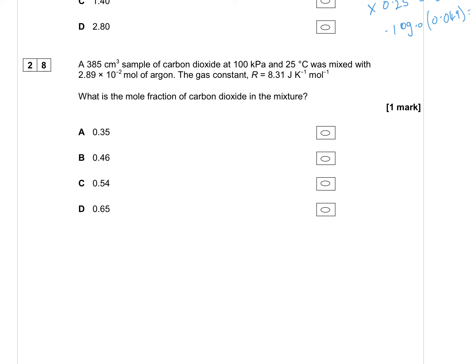So question 28 is about PV equals nRT, and it looks like it's quite complicated until you actually look at it in more detail. So if we pop in that we know the pressure and we know the volume, so we can work out the number of moles.